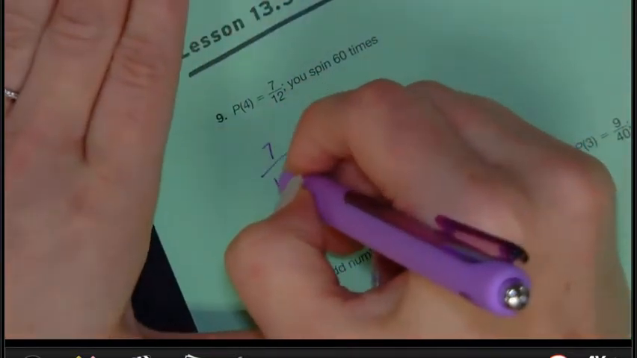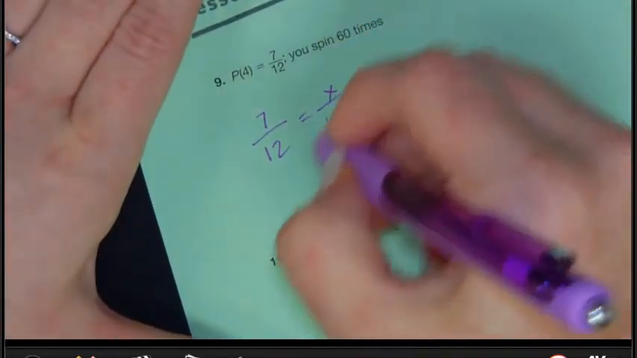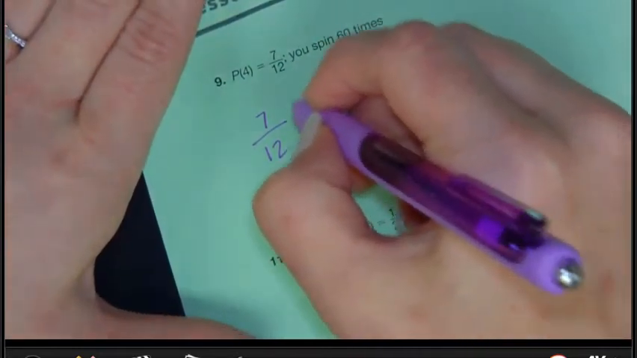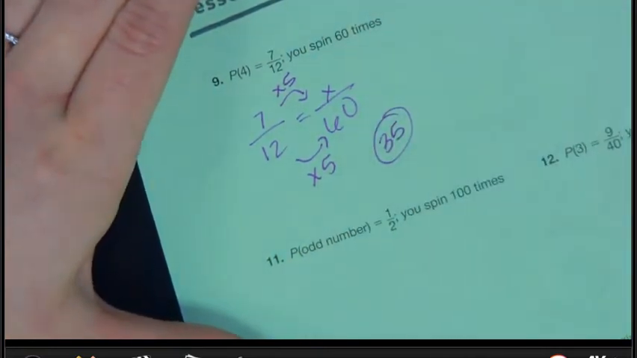Probability of landing on a 4 is 7 out of 12. If I want to know out of 60 times, how many times am I going to land on it? Well, I know that 12 times 5 is 60, so 7 times 5 is going to be 35 times.